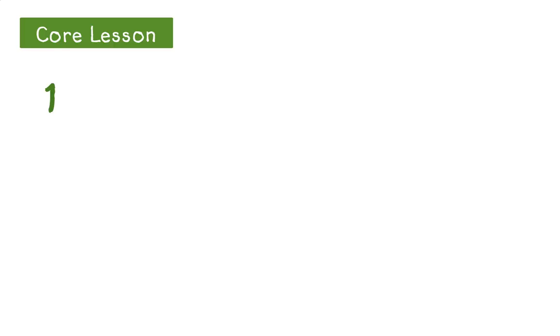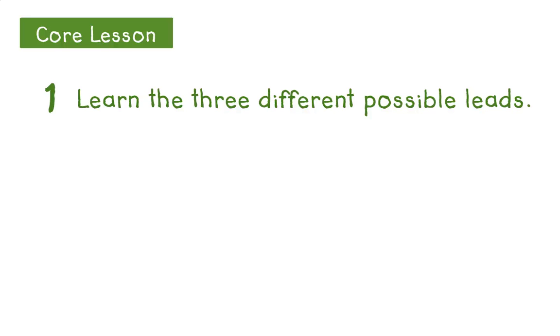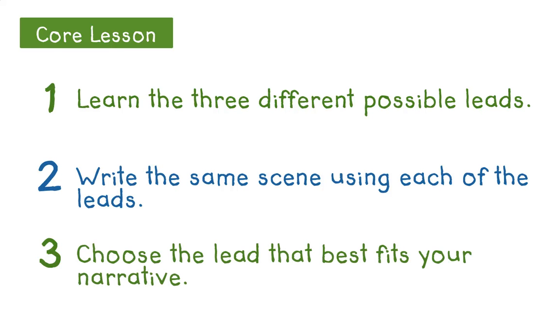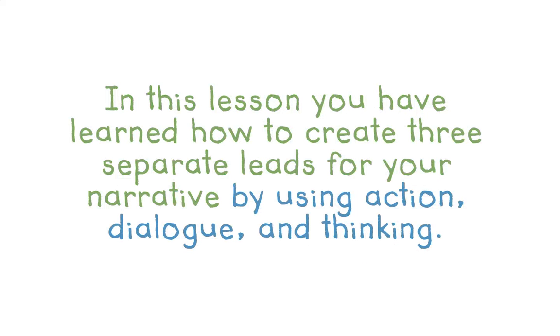We've achieved our objective in today's lesson in 3 steps. First, we learned the 3 different possible leads. Second, we wrote the same scene using each of those leads. And then third, we chose the lead that best fits our narrative. In this lesson, you have learned how to create 3 separate leads for your narrative by using action, dialogue, and thinking.